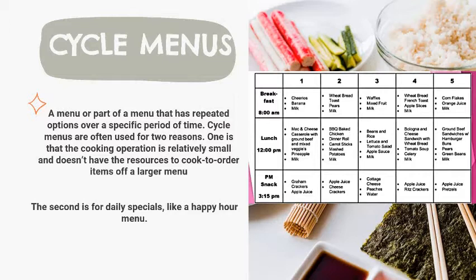Cycle menus are often used for two reasons. One is that the cooking operation is relatively small and doesn't have the resources to cook to order items of a large menu. The second is for daily specials, like a happy hour menu.